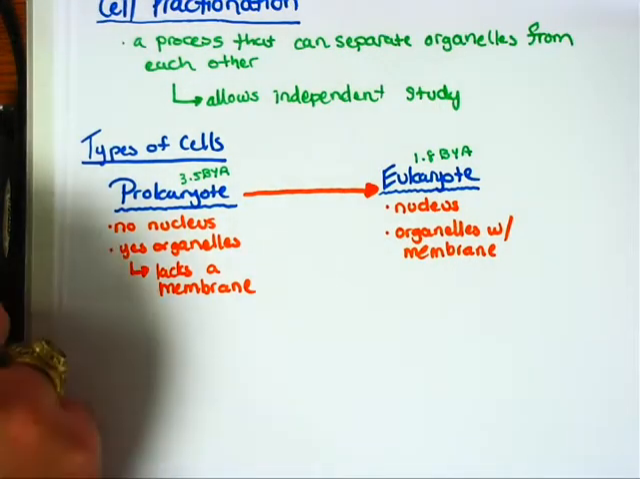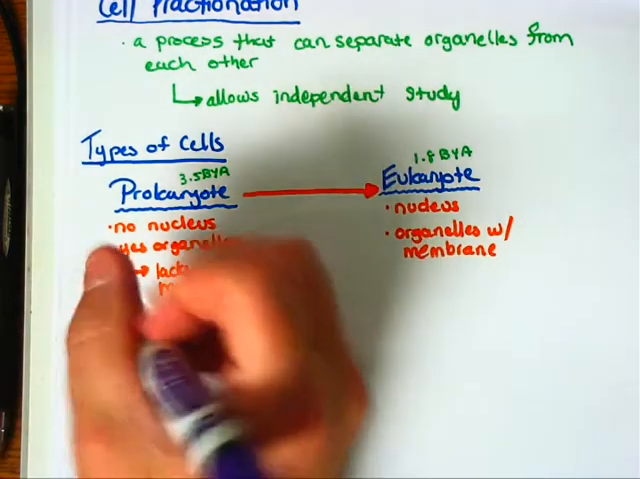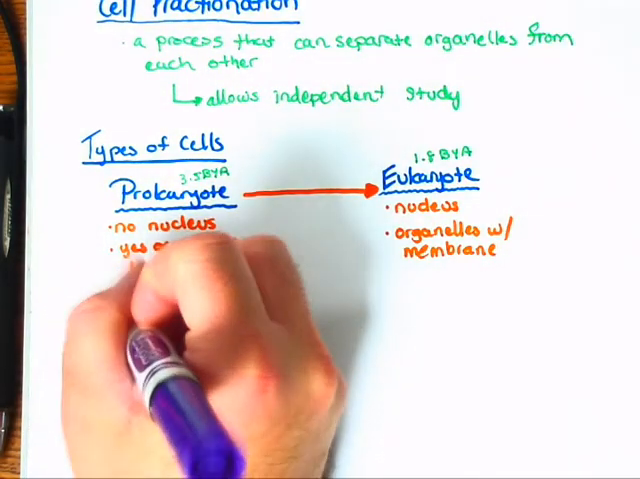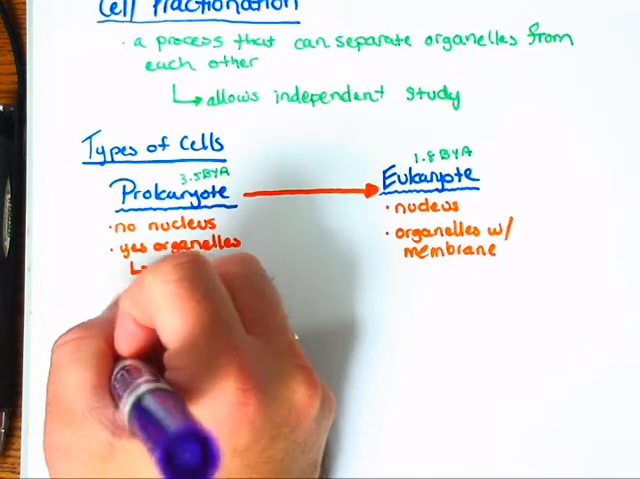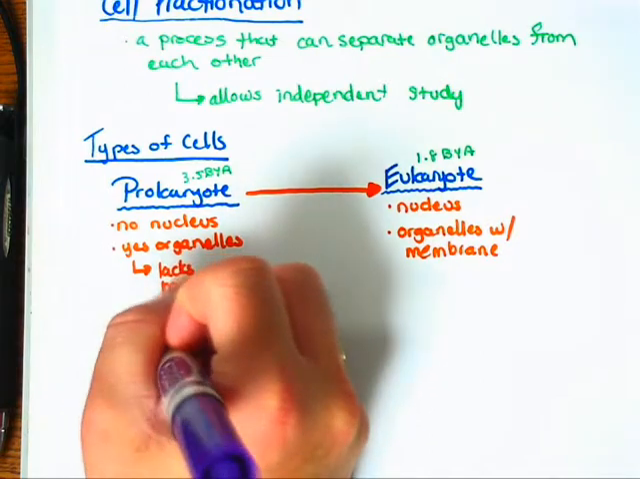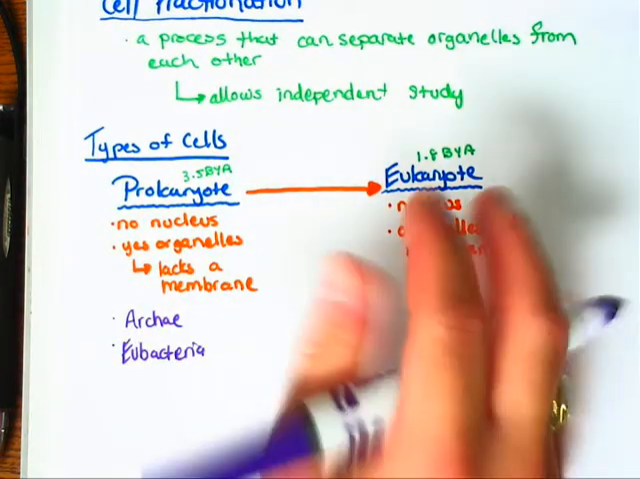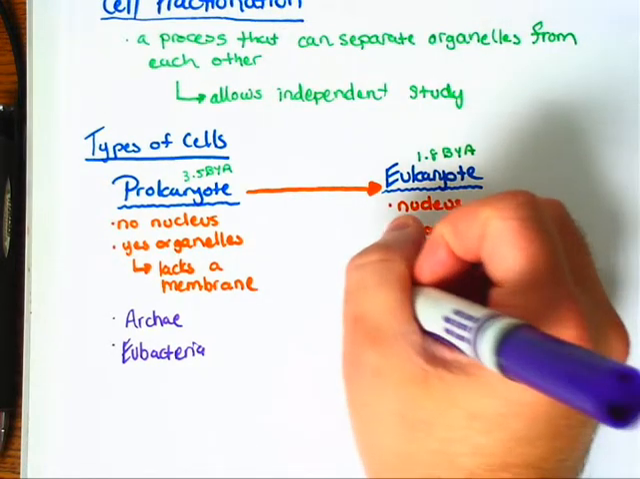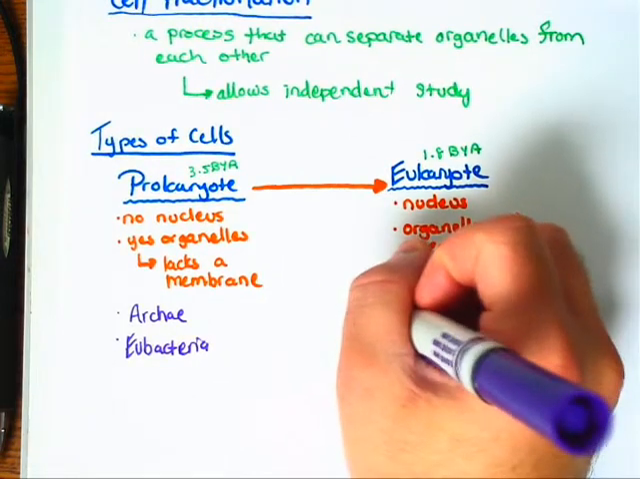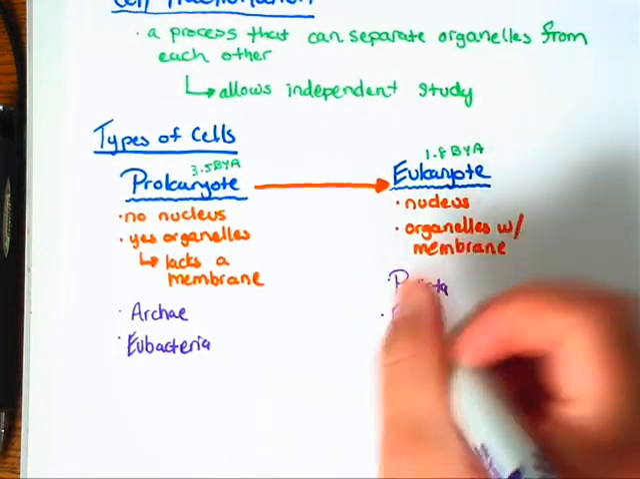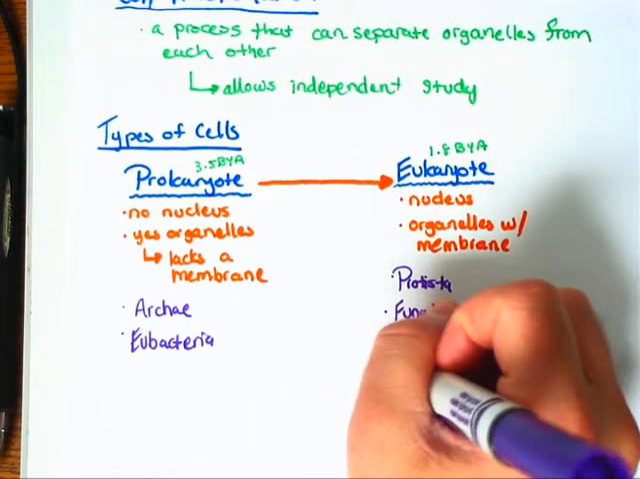What kingdoms out of my major kingdoms would I put under the prokaryotic group? Archaea would be one, and eubacteria, sometimes just called the bacteria. The kingdoms that I would put under the eukaryote would be, or your 4, I'm sorry, Protista, fungi, plant, and Animalia.